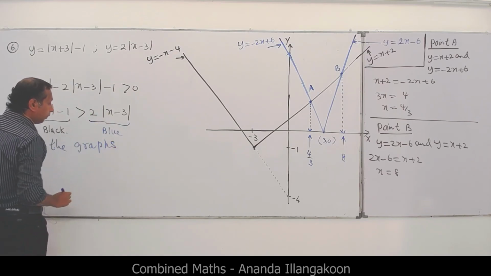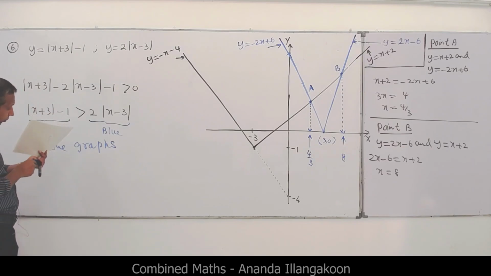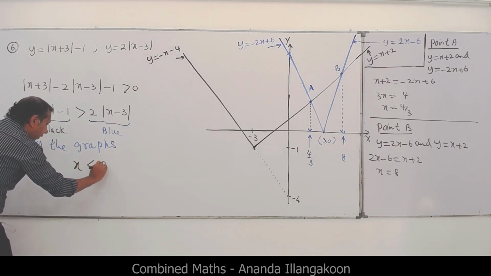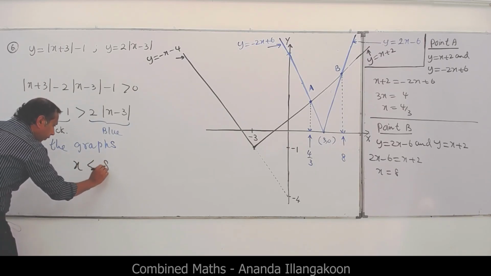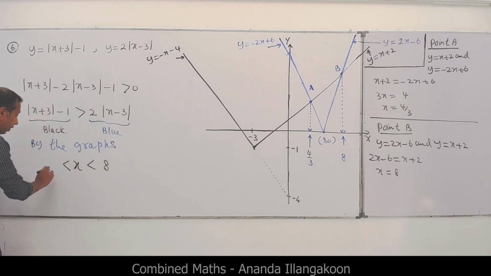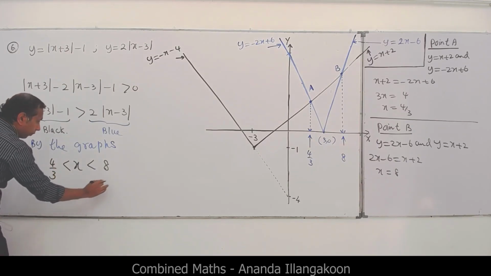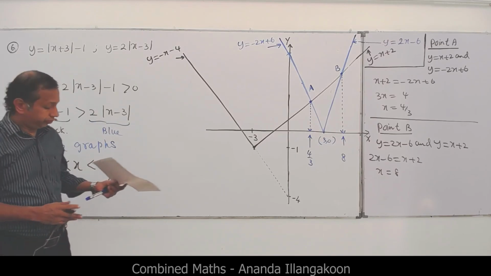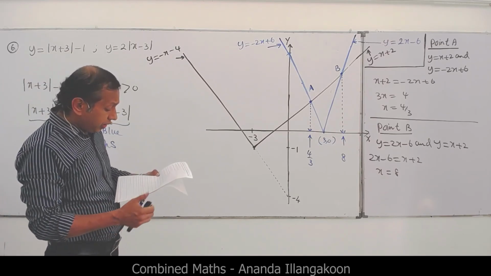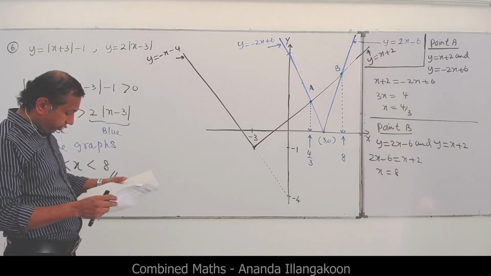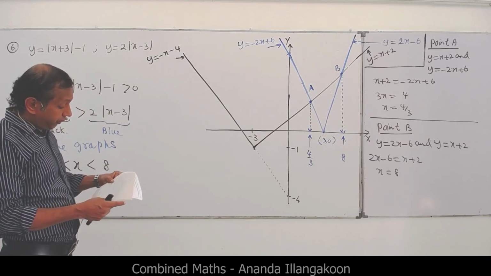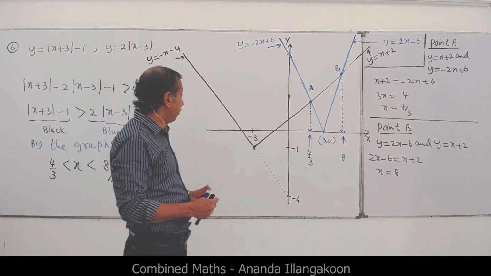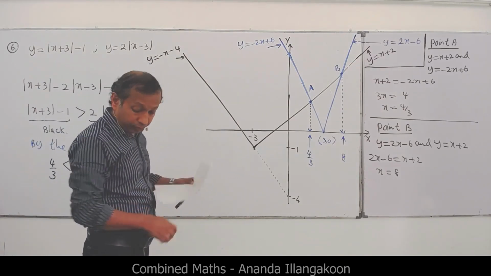So by the graph, this happens where x is less than 8 and greater than 4 by 3. This is the answer for the inequality. Second, another one. What is that? Mod x by 2 plus 3 mod minus mod x minus 6 greater than 1. Okay, we'll work on that.